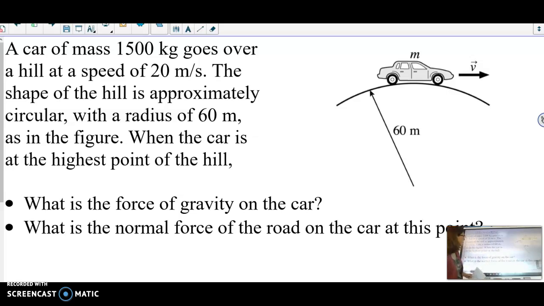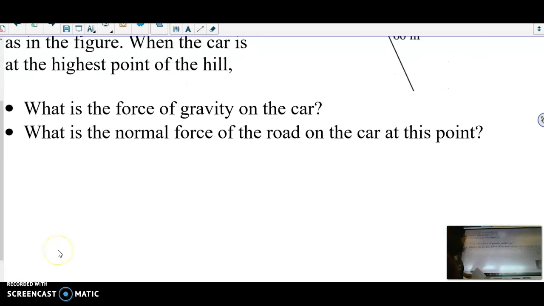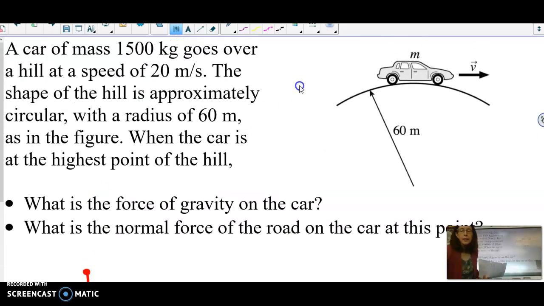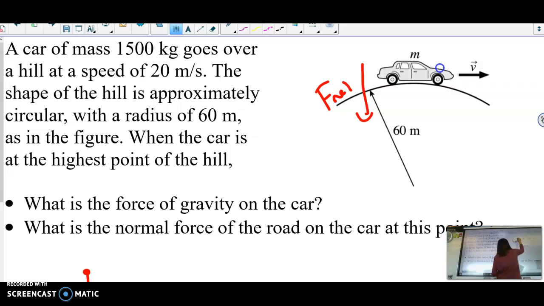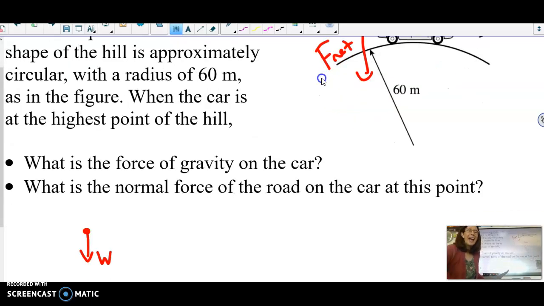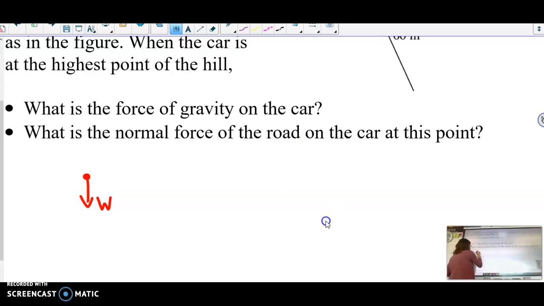Okay, so first thing we do to solve this problem is we draw the free body diagram. And I know that we have the weight, of course, that's the earth pulling down on the car. But in this situation, because the car is on the outside of the hill, I know the net force has to be towards the center.